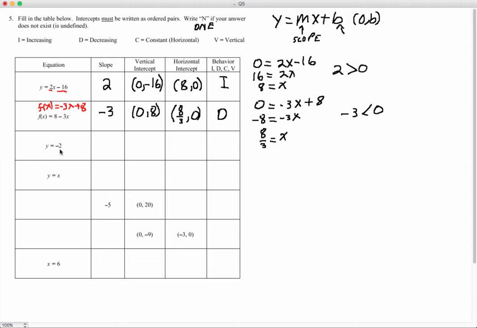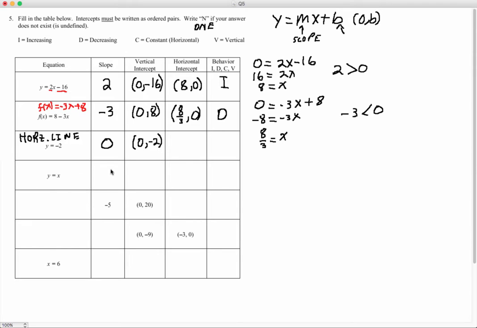Okay, so the next one we've got y equals -2. Hopefully you look at that and you go, oh, I know what that is. That is a horizontal line. And since it's a horizontal line, hopefully you recall that horizontal lines have a slope of 0. And we also know that the vertical intercept, the y-intercept, is going to be where this horizontal line passes through the y-axis. Well, that's going to be at (0, -2).